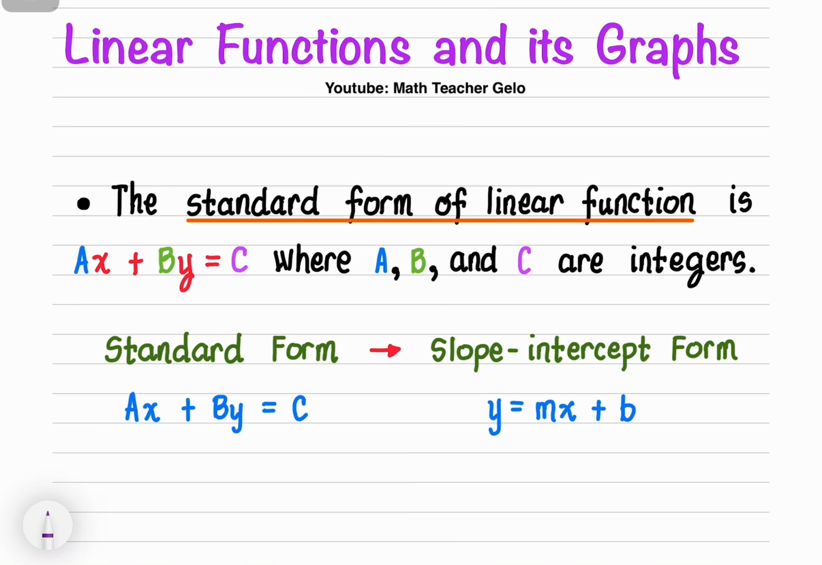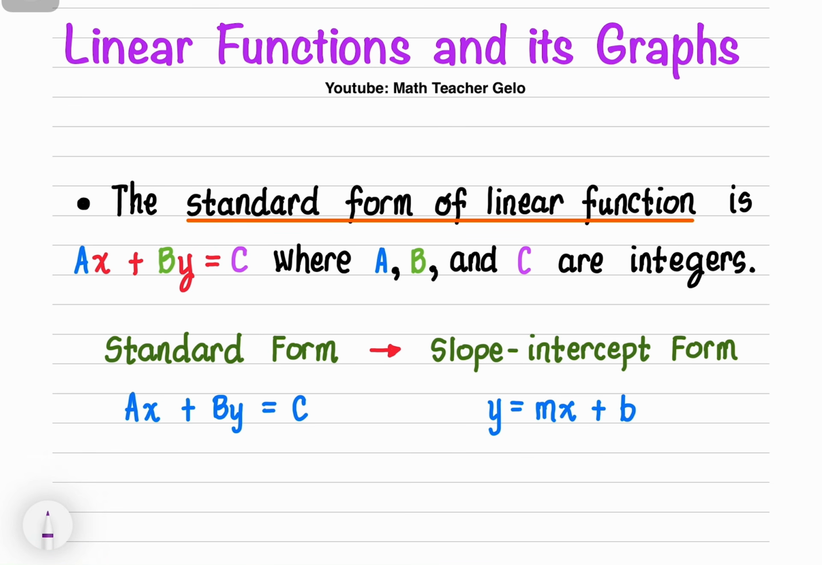So, yung a, b, and c na tinatawag natin dito ay constants that determine the position and slope of the line. And yung x and y, yung mga variables na yon, those are the coordinates of any point on the line. Okay? So, here guys, meron tayong standard form which is ax plus by is equal to c. And then, we will convert it to slope-intercept form. Itong standard form natin, kaya nagkaroon tayo ngayon ng slope-intercept form.